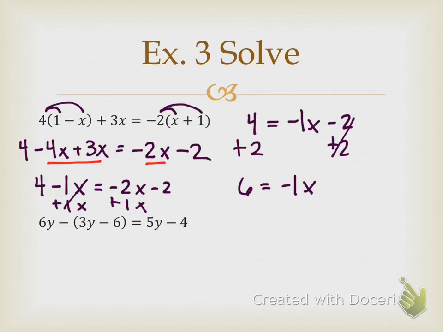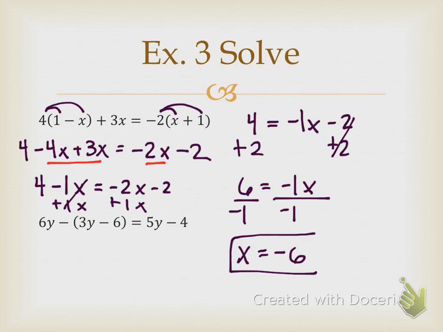What would I do now? You swap them because you have to have the variable in one. Divide by -1, and x is equal to -6.